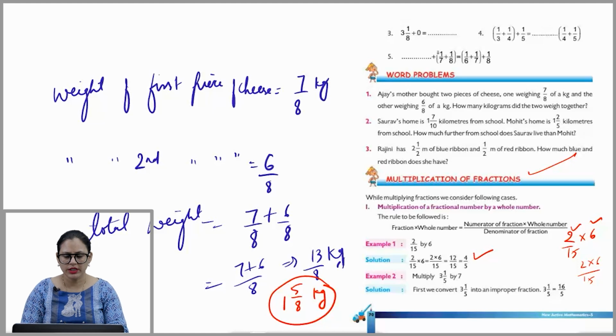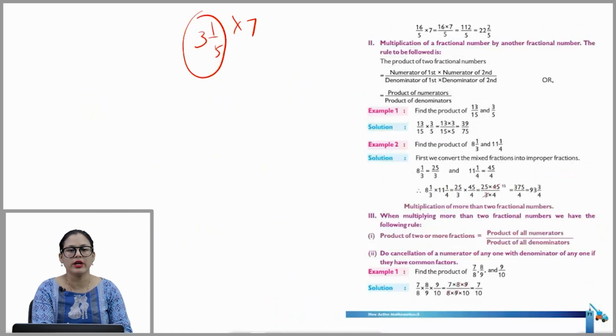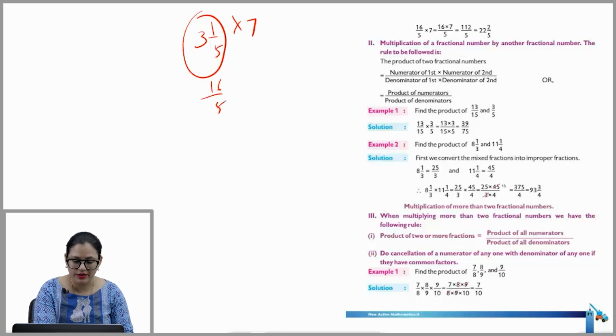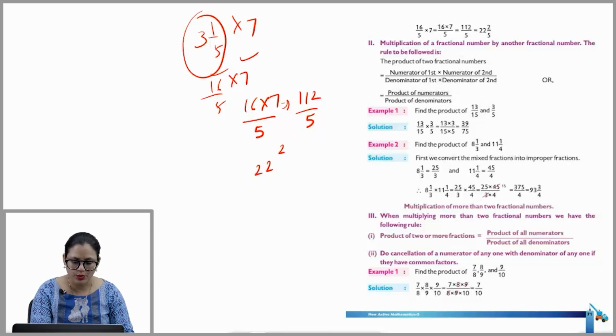Okay. Now, what if there is an improper fraction? So, you have this number 3 whole 1 by 5 into 7. First, you will convert it into an improper fraction. 3 5s are 15 plus 1, 16 by 5 into 7. Now, you will multiply 16 by 7 by 5. Okay. So, you will get 112 by 5, and you can also convert it into a mixed number. So, you will get 22 whole 2 by 5.